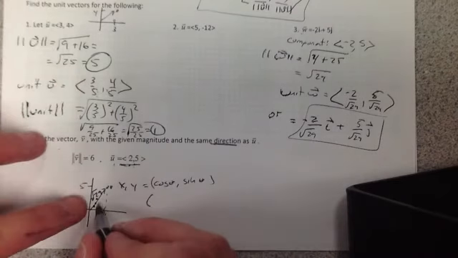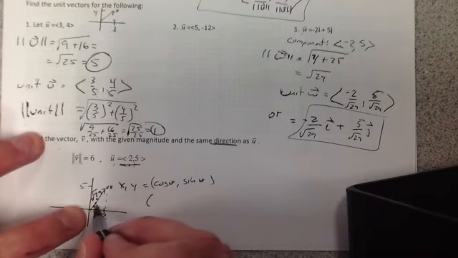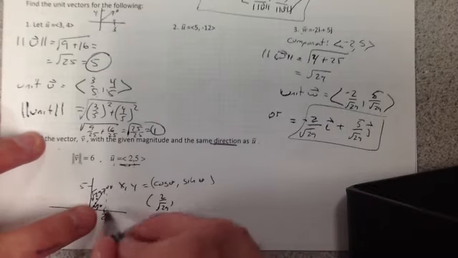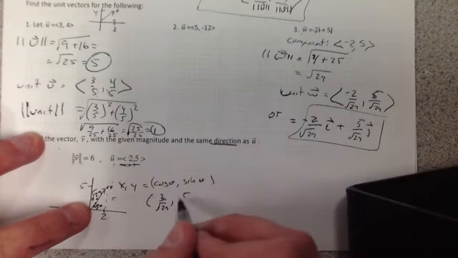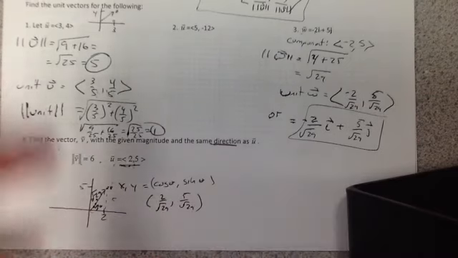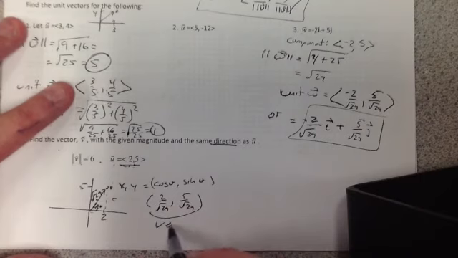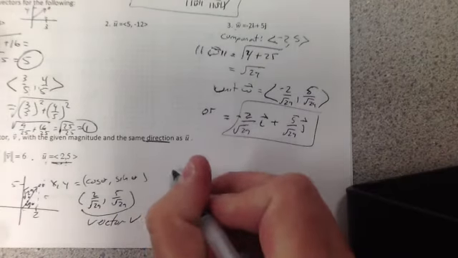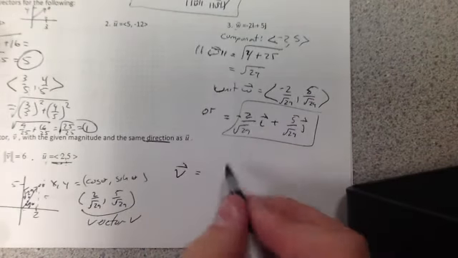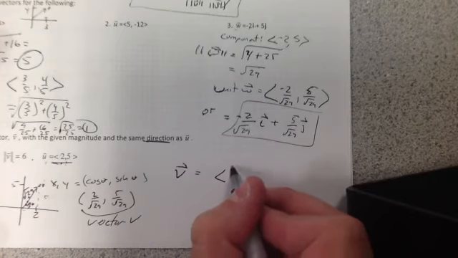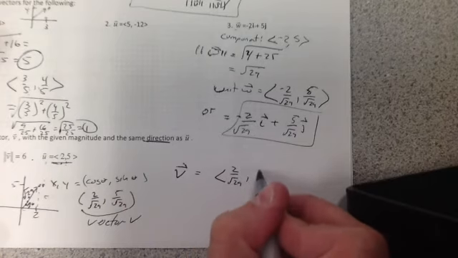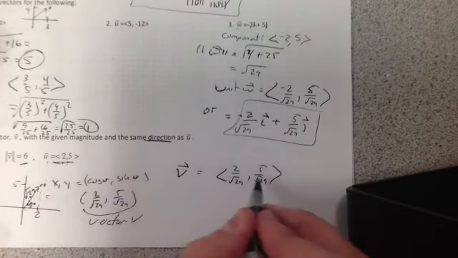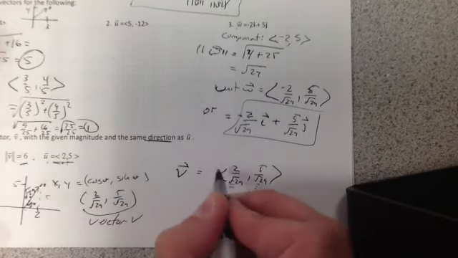So the cosine is going to be adjacent, 2, over square root of 29, and the sine is going to be the height, the opposite, 5 over the square root of 29. So this is vector v. Now, to get v though, remember it has a length, so v is going to be in this direction, 2 over square root of 29, 5 over the square root of 29. But remember, it had a length, a magnitude of 6. So what I'm going to do is multiply this by 6.